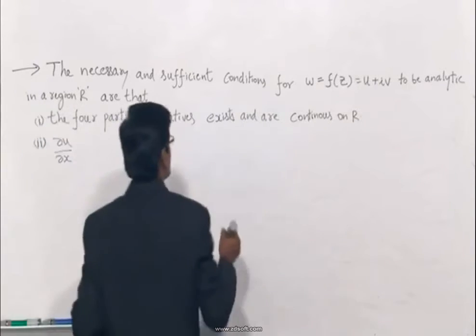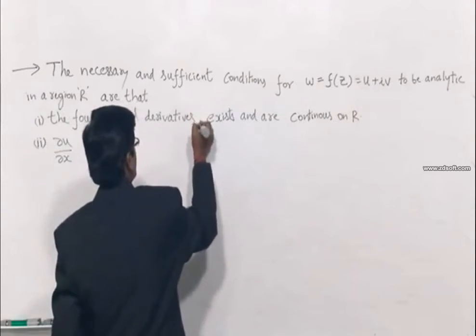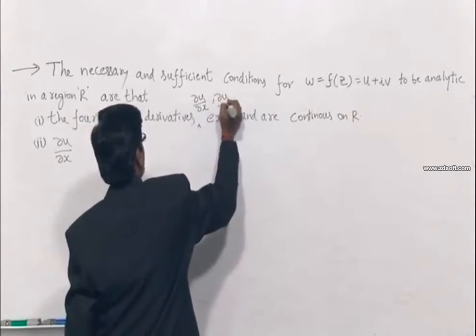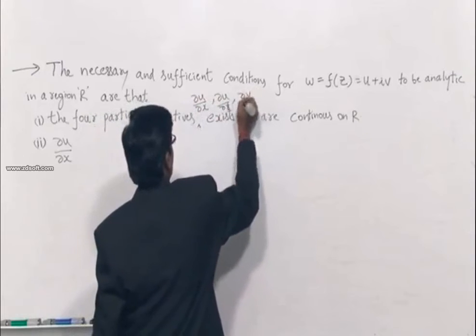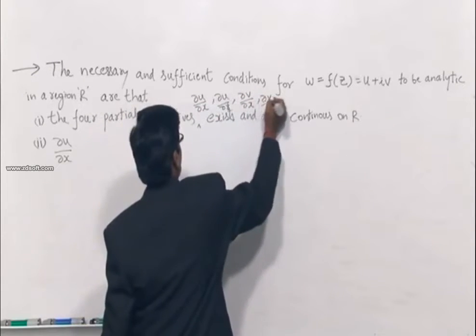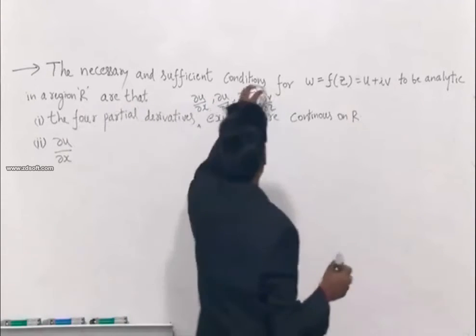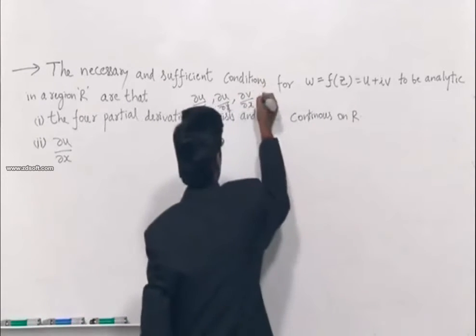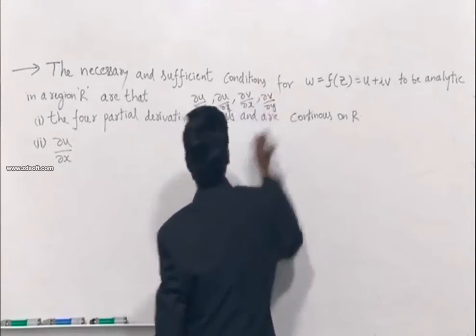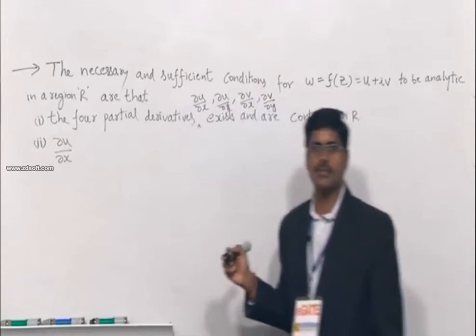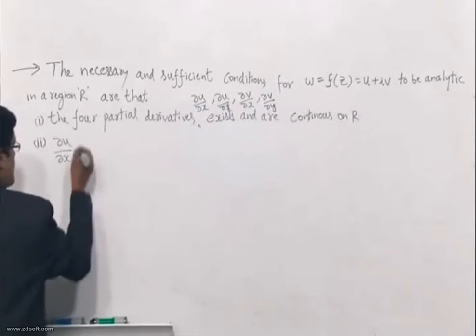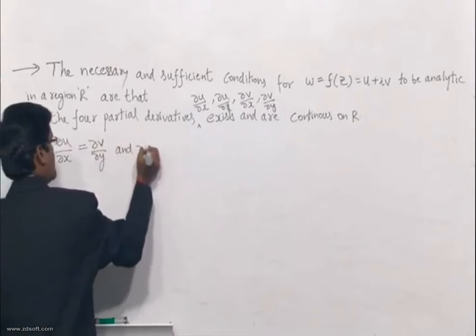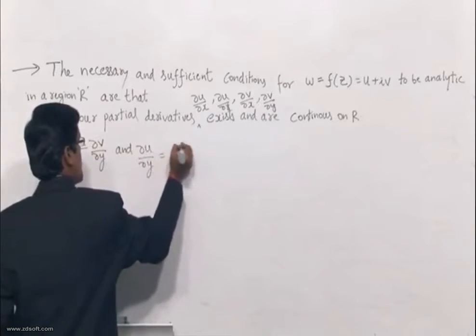Sorry, here I forgot to write the four partial derivatives. I am writing dou u by dou x, partial derivative of u with respect to x, partial derivative of u with respect to y, partial derivative of v with respect to x, partial derivative of v with respect to y. These four partial derivatives exist and are continuous on R. And the second condition is dou u by dou x is equal to dou v by dou y, and dou u by dou y is equal to minus dou v by dou x.